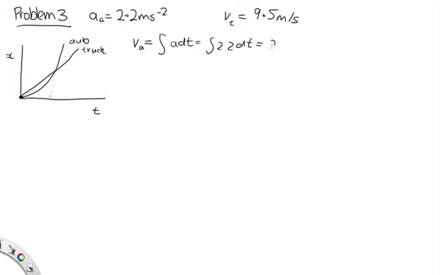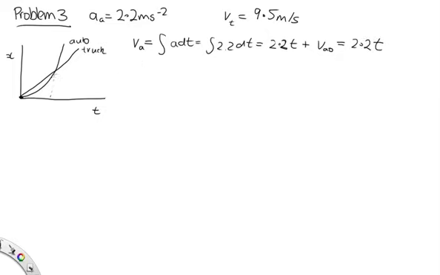So that's 2.2 t plus some vA naught, the initial velocity of the automobile, which we're told starts from rest, so that's just 0. So the velocity of the automobile is given by the expression 2.2 t.